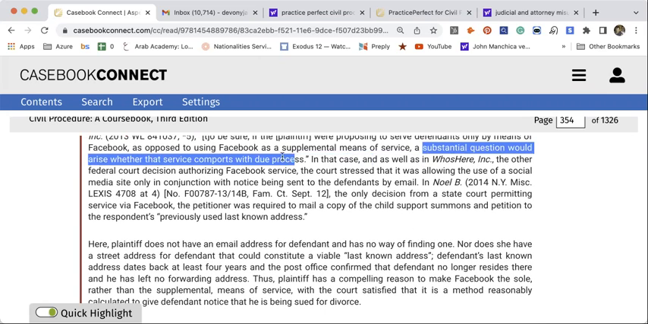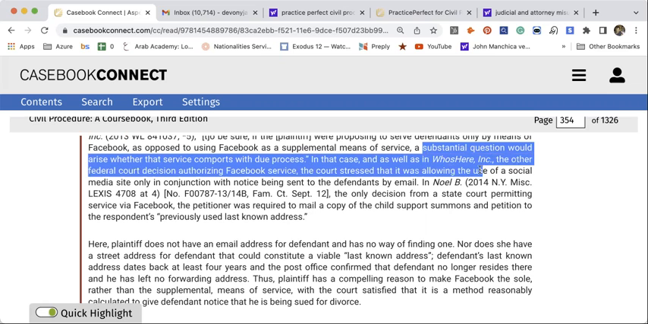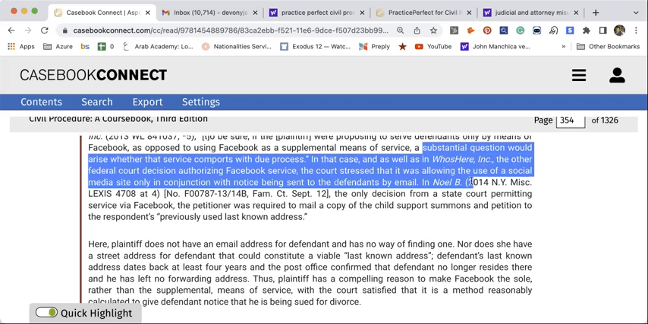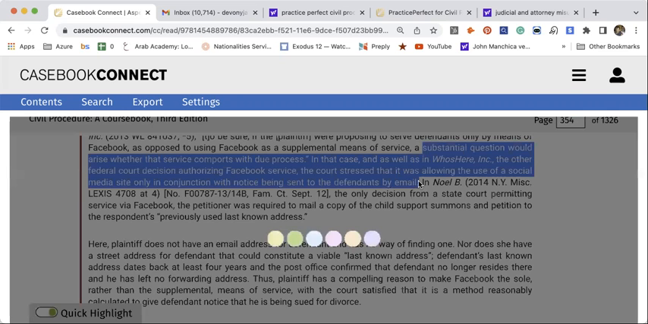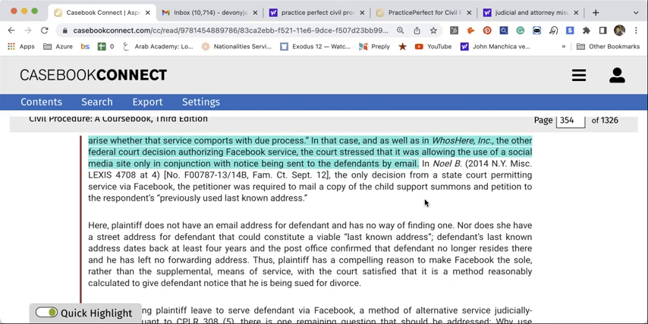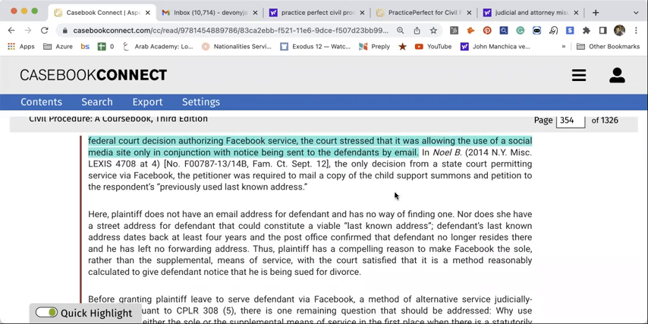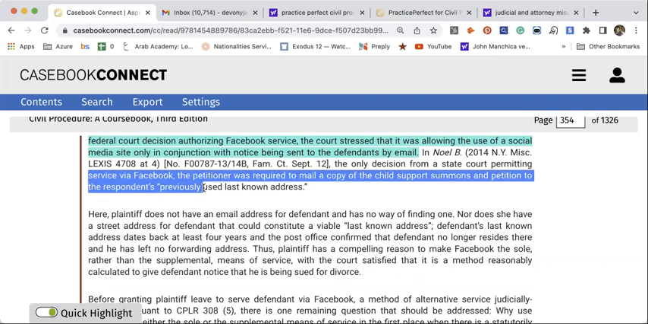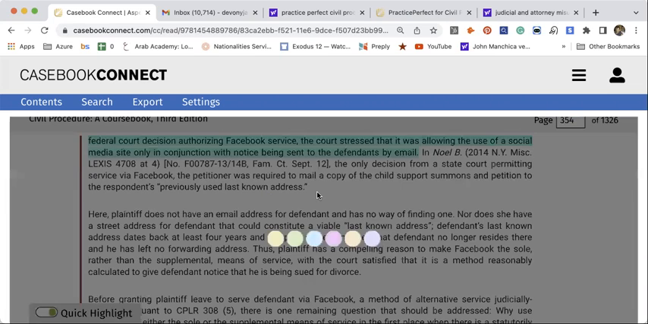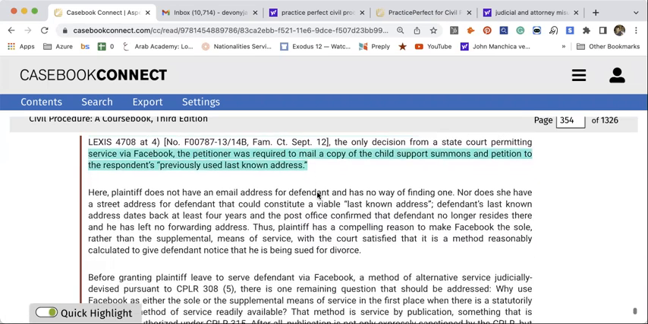In that case, as well as in the other federal court decision authorizing Facebook service, the court stressed that it was allowing the use of the social media site only in conjunction with notice being sent to defendants by email. In the only decision from a state court permitting service via Facebook, the petitioner was required to mail a copy of the child support summons and petition to the respondent's previously used last known address.